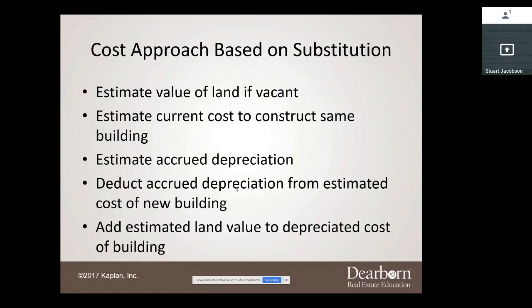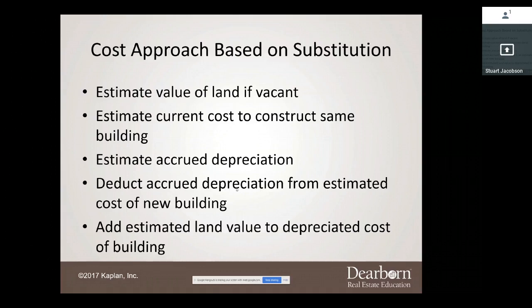Now, the next type of approach to value is going to be called the cost approach. The cost approach is used usually for public buildings. Okay, so school, police station. This is usually when you have to find out the value of the real estate for insurance purposes.